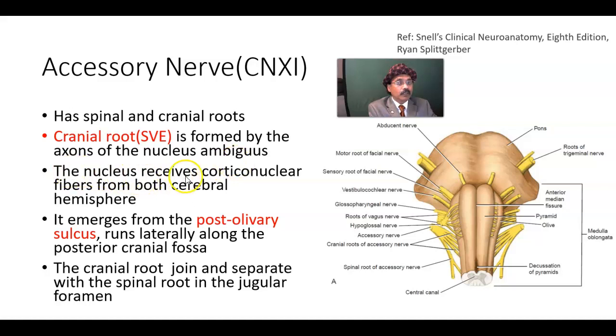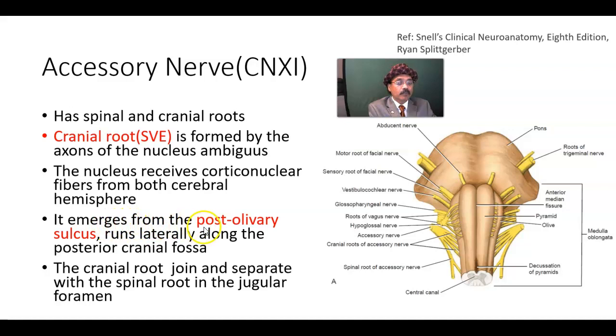The nucleus receives corticonuclear fibers from both cerebral hemispheres. Nucleus here means the cranial root nucleus. So from the nucleus ambiguus, it receives corticonuclear fibers from both cerebral hemispheres.